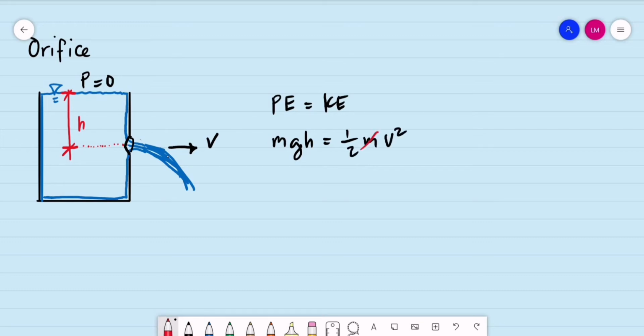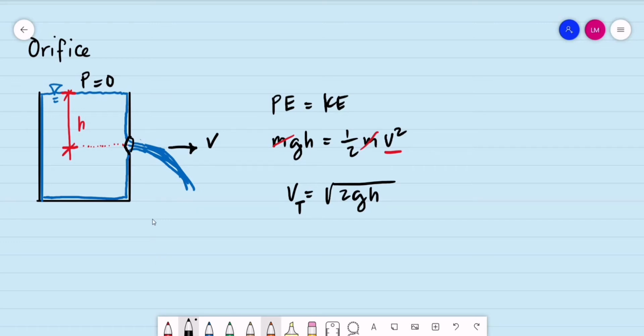So if we are to cancel mass, and for example, we are solving for the velocity, we have the velocity is now equal to the square root of 2g h. Pero ito yung theoretical velocity, the v sub t.